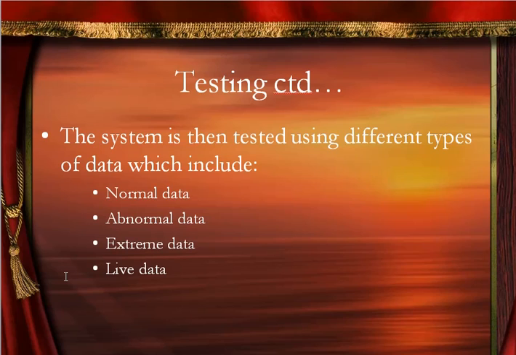Now, once we have used the 3 sets of data, the normal data, abnormal data, and extreme data, to test our system and it has come out okay, the next thing we do is we use live data to test the system. What is live data? Live data is basically data with known outcomes. Live data is usually gotten from the existing system. Now, for example, if I was to enter the months of the year and I use January as my live data.